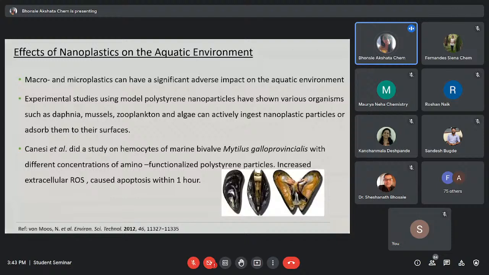There was one study done by Kanesi et al. on hemocytes. Hemocytes are the blood cells, you can say, of mussels and insects. He did a study on the hemocytes of a mussel, the marine bivalve Mytilus galloprovincialis. He took polystyrene particles functionalized with amino groups, and exposed this mussel to these amino-functionalized polystyrene particles for about an hour. It was found that increased extracellular reactive oxygen species were produced, and it resulted in cell apoptosis, that is the cell bursting, in the mussel within an hour, which shows that there is an interaction between the nanoparticle and the body of this mussel.